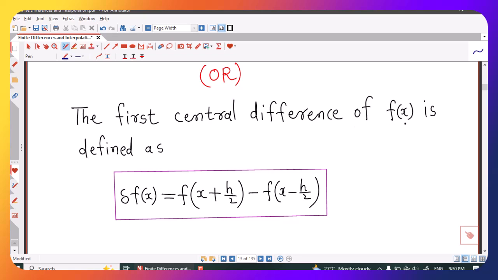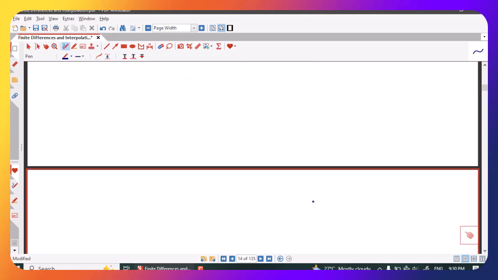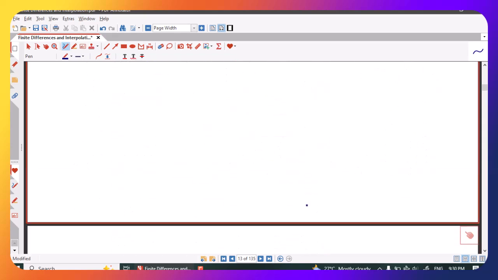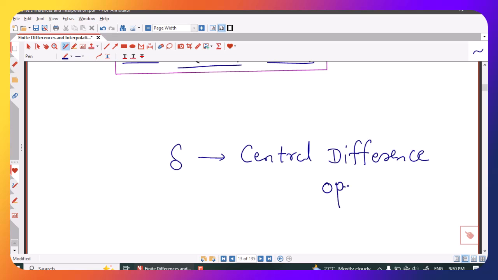The first central difference of f(x) is defined as delta f(x) equal to f of x plus h by 2 minus f of x minus h by 2. So this is about central difference, and this delta is known as central difference operator. So here we obtain one more operator. It is known as central difference operator.